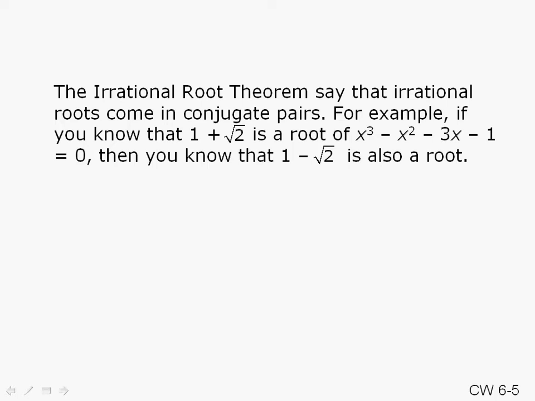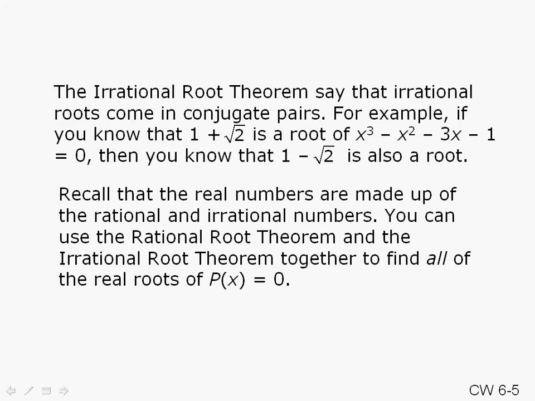The irrational root theorem says that irrational roots come in conjugate pairs. For example, if you know that 1 plus the square root of 2 is a root of x cubed minus x squared minus 3x minus 1 equals 0, then you know that 1 minus the square root of 2 is also a root. Recall that the real numbers are made up of the rational and irrational numbers. You can use the rational root theorem and the irrational root theorem together to find all of the real roots of p of x equals 0.